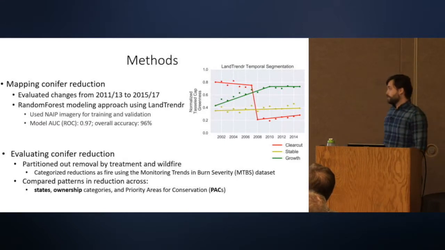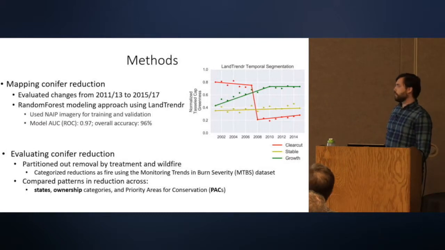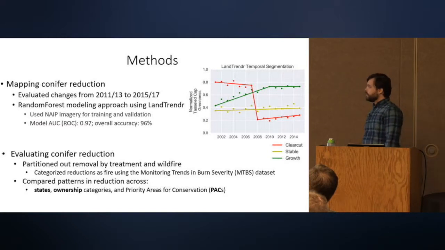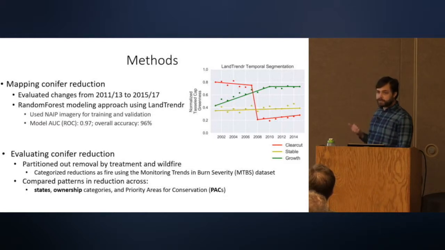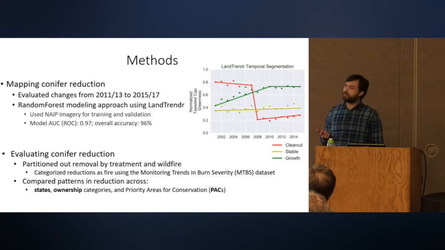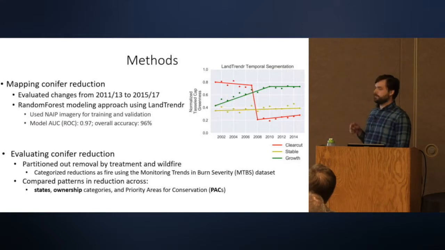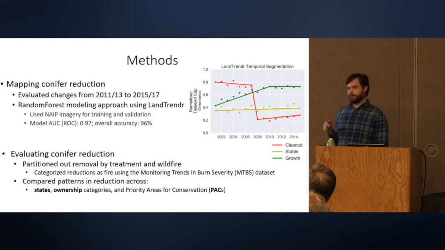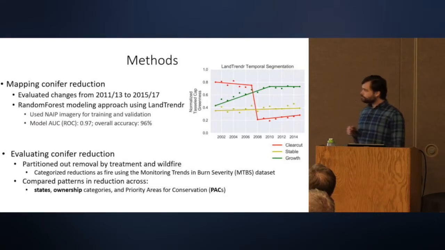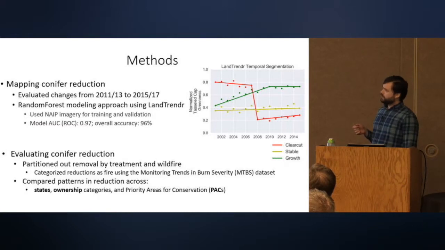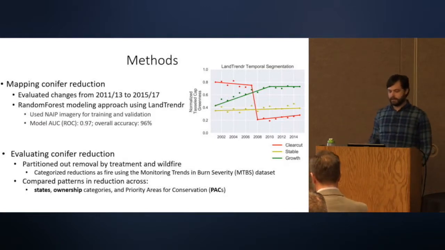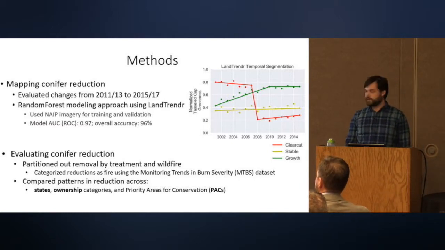So we looked at this information, where these reductions were occurring, how big they were, and that sort of thing, across a few different considerations. So we partitioned out these conifer reductions in terms of whether they were attributable to management or whether they were attributable to wildfire. And we did that by categorizing reductions as fire if they fell within a Monitoring Trends in Burn Severity fire perimeter. We also looked at conifer reductions across a number of other considerations, so things like states, ownership categories, and whether they fell within or outside of a designated priority area for conservation.